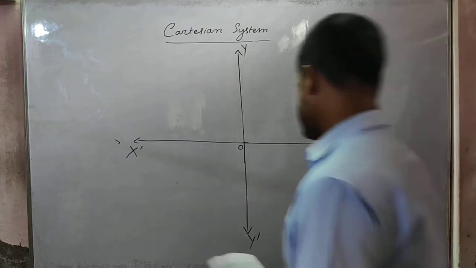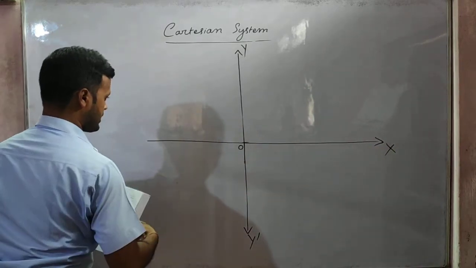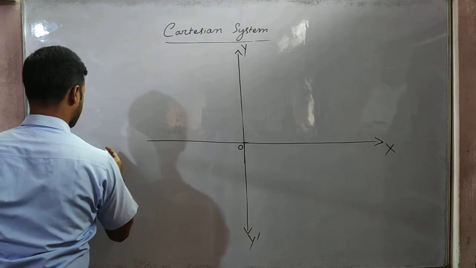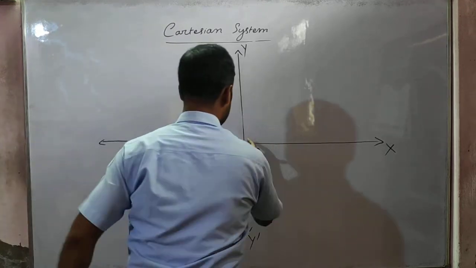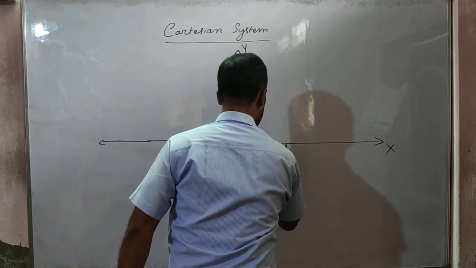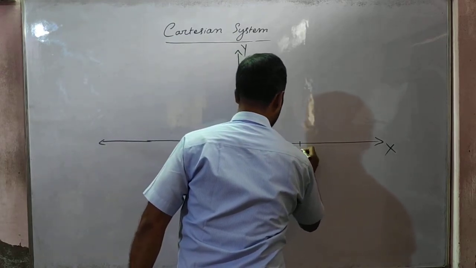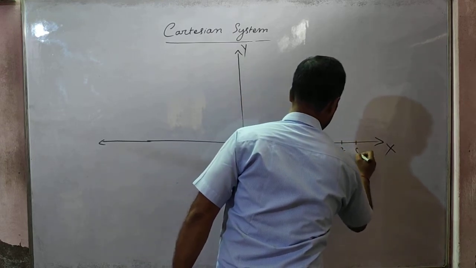So now, students, let us see how to locate a point on a piece of graph paper. So like this is the positive x-axis. You will write it like this: 1, 2, 3, 4, 5, 6, 7, 8, isn't it?